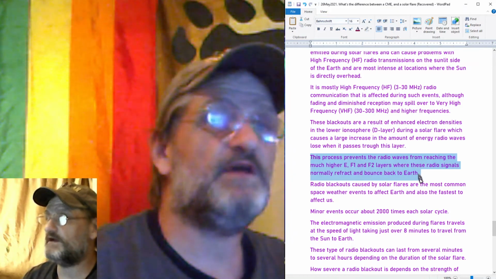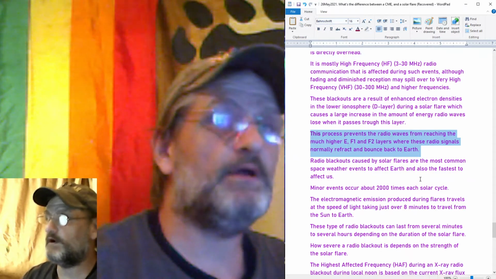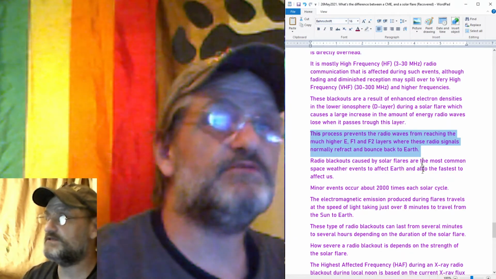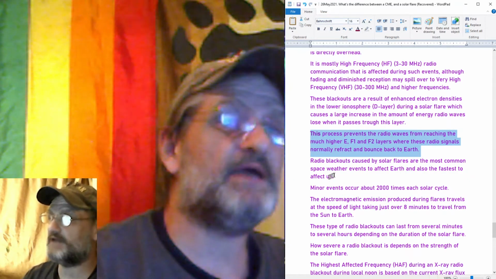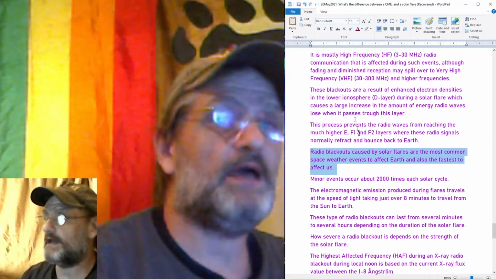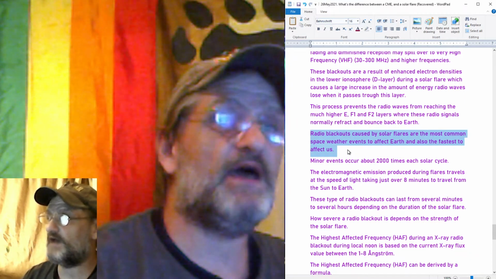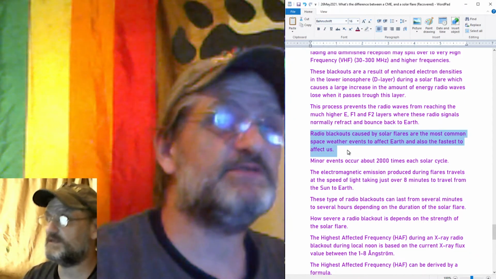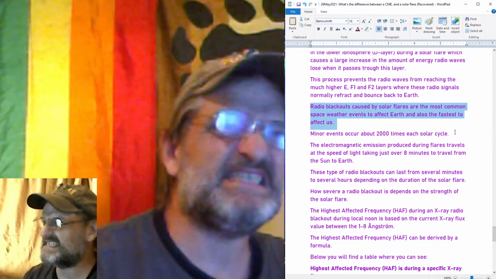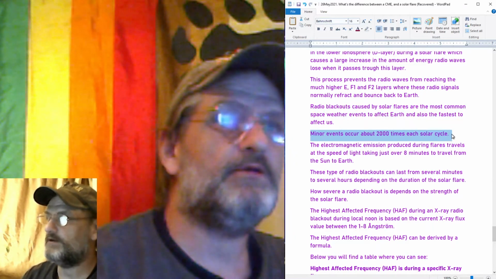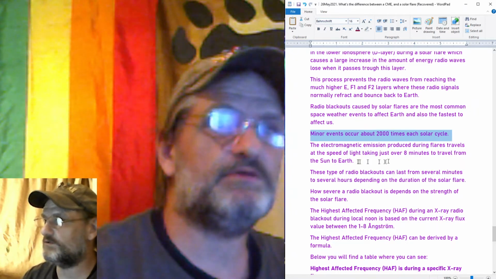This process prevents the radio waves from reaching the much higher E or F1 and F2 layers, where these radio signals normally refract and bounce back to Earth. Radio blackouts caused by solar flares are the most common space weather events to affect Earth, and also the fastest to affect us. Minor events occur about 2,000 times each solar cycle.